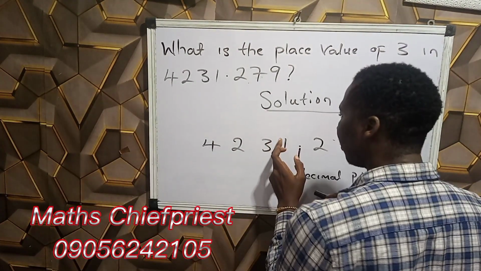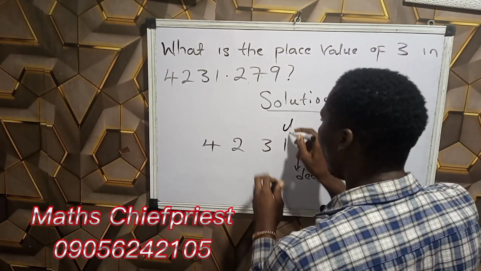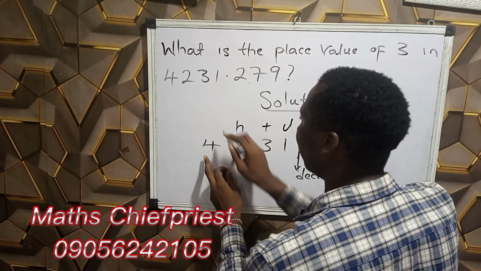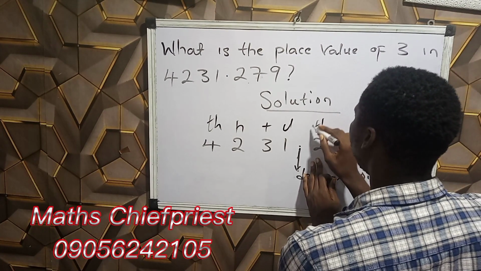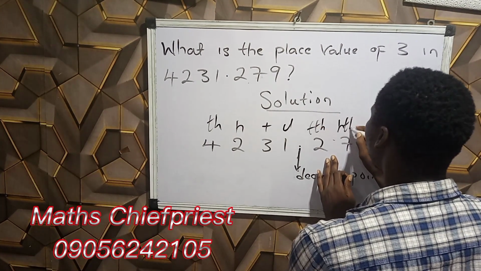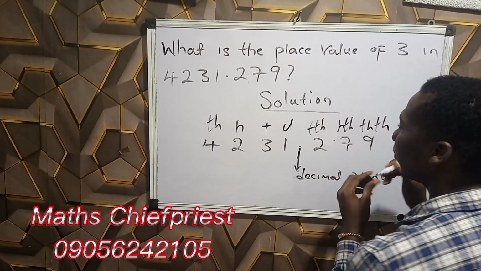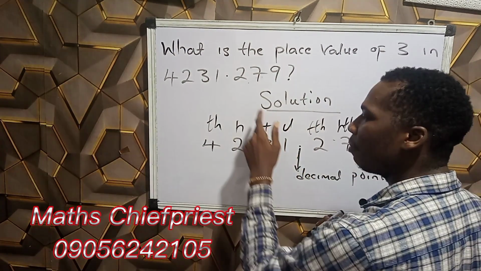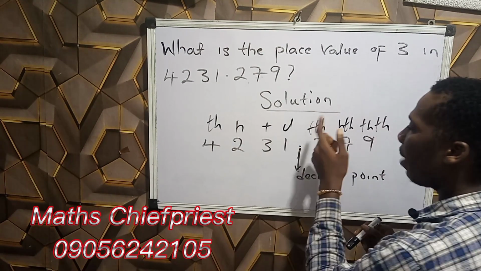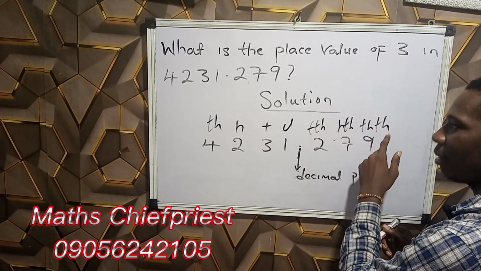Watch. My left, my unit, my tens, my hundred, my thousand; my right, my tenth, my hundredth, my thousandth. My left, my unit, my tens, my hundred; my right, my tenth, my hundredth, my thousandth.